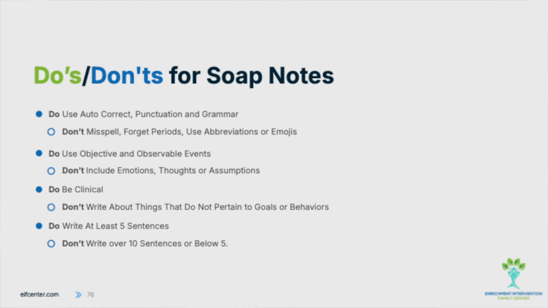Do write at least 5 sentences. Don't write over 10 sentences. So you want to make sure that your SOAP note is not too short and leaves out details, but also not too long, like you're writing a novel. You want to get to the point: observable, concise, and accurate.